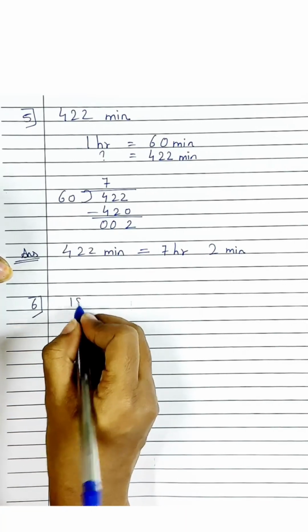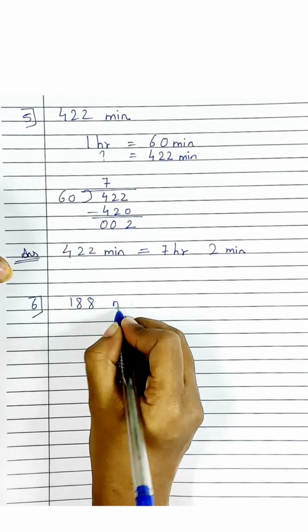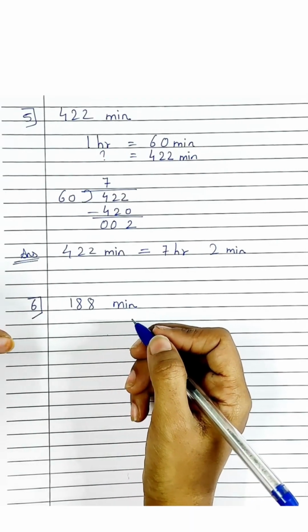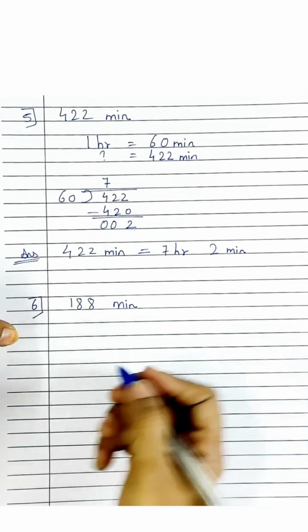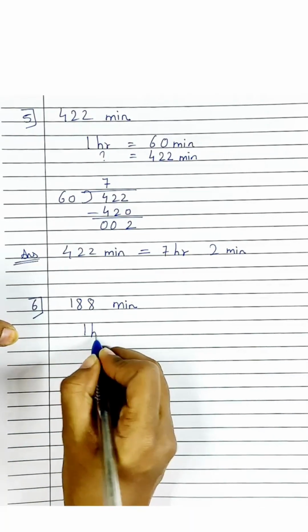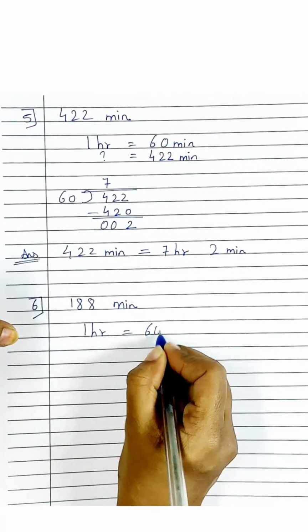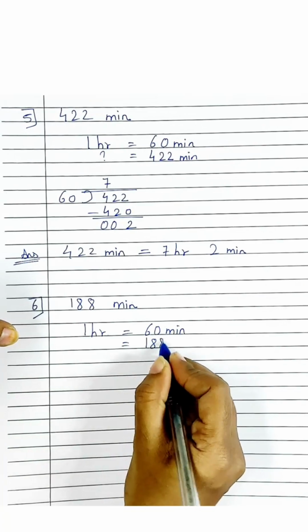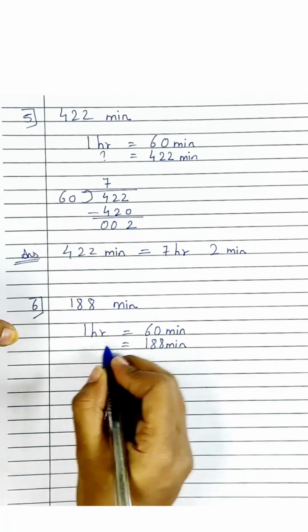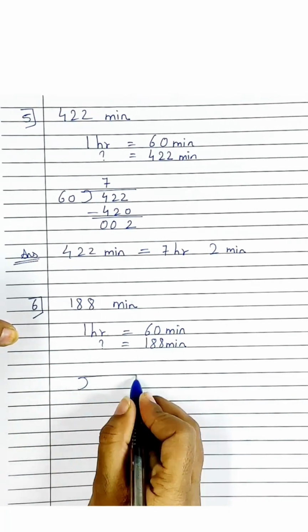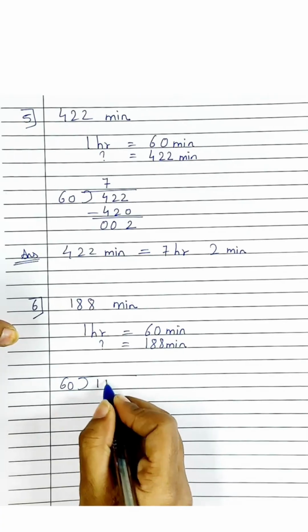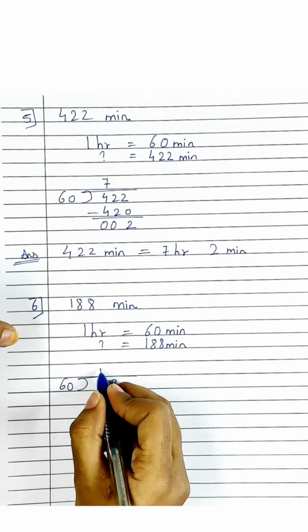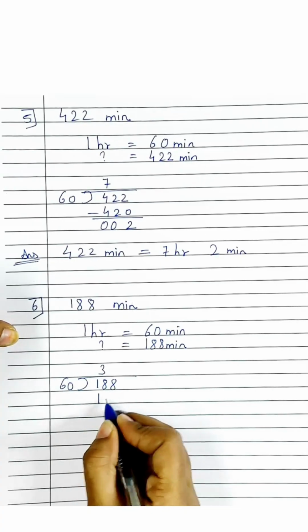6. 188 minutes. So over here again 1 hour includes 60 minutes. So if you want to find hours, you have to divide with 60. So 60 threes are 180.